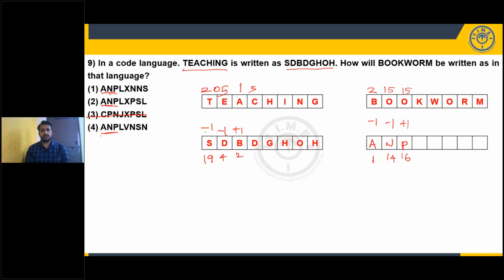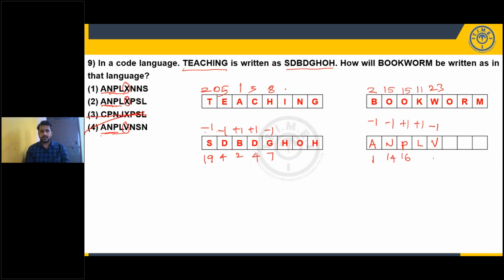C is 3, D is 4, +1. Again +1. K is 11, +1 is 12, which is L. ANPL. Now I can rule out one option because in these two options the fifth letter is X and here it is V. One option can be eliminated. H is 8, G is 7. Again -1, -1, -1, +1, +1, -1, -1. W is 23, -1 is 22, that is V. Only one option is available, the fourth option. My answer is the fourth option.